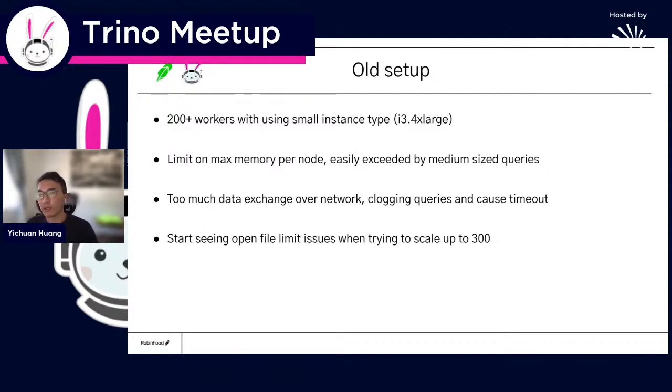And since we have many workers, we have too much data exchange over the network, which causes bad performance and some timeouts. The other issue is we started seeing open file descriptor limit issues when trying to scale up to 300 workers. Even if we follow the instructions to tune that number to the maximum we can set, which is 500K plus, we are still seeing that issue.